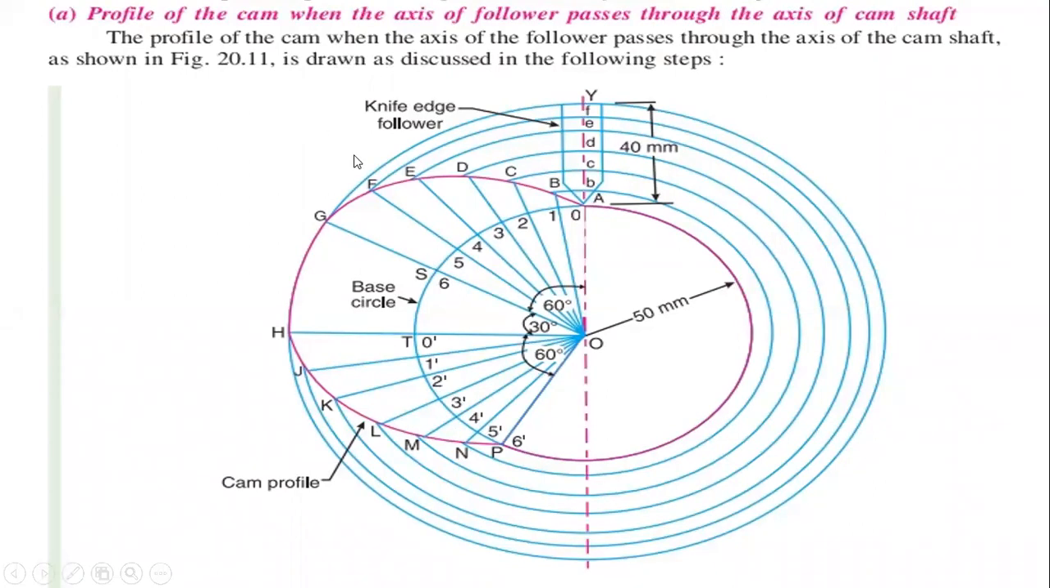So we did the same in the displacement diagram; same way, make 6 equal parts and mark them. 0 dash, 1 dash, 2 dash, 3 dash, 4 dash, 5 dash and 6 dash, and then do the same procedure as we have done in the outstroke. So just as we did the outstroke, do the same in the return stroke also.